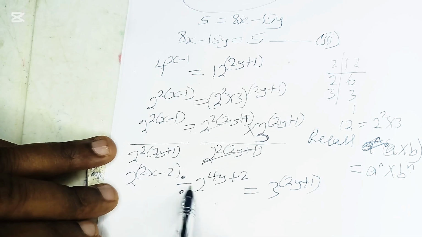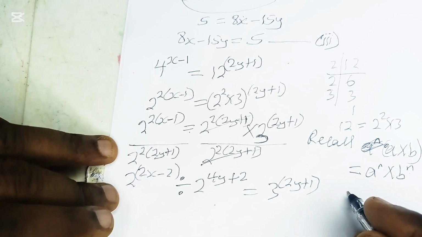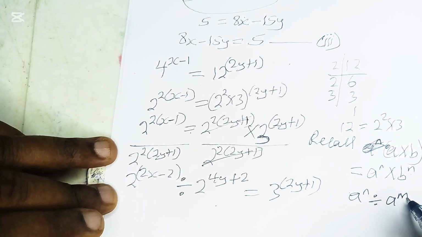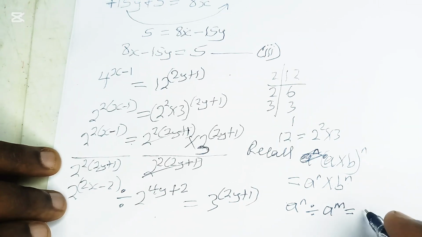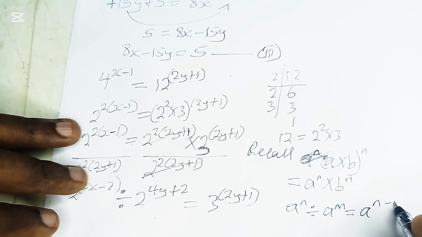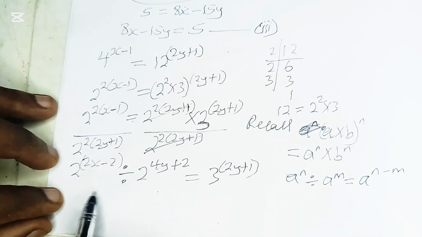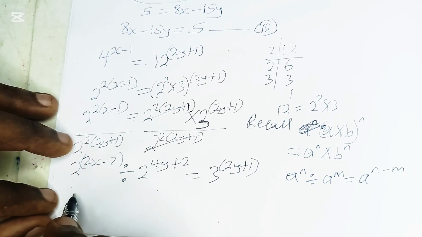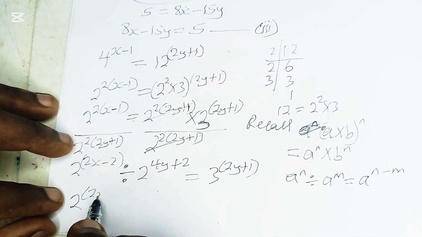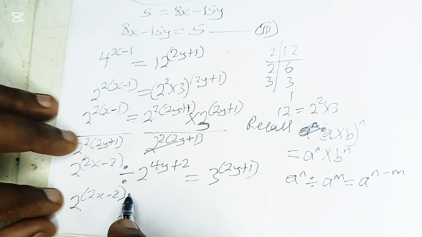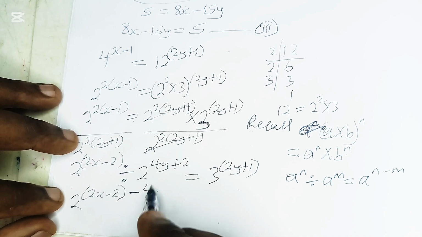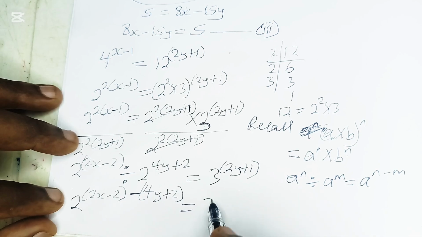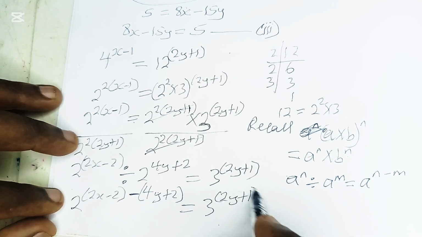These have common bases. We have to recall that when you have a raised to the power of m divided by a raised to the power of n, it will give us a raised to the power of m minus n. So using that here, these are common. So we have 2 to the power of 2x minus 2 minus 4y plus 2 is equal to 3 raised to the power of 2y plus 1.